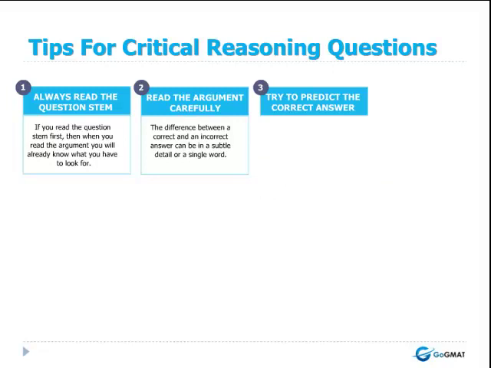3. Try to predict the correct answer. Before you read and evaluate the answer choices, form an idea of what the correct answer choice should look like. If one of the answer choices resembles your prediction, then chances are good, though not 100%, that it is the right one. Of course, it is sometimes very hard to predict the correct answer. In such cases, just read the answer choices and pick the best one.